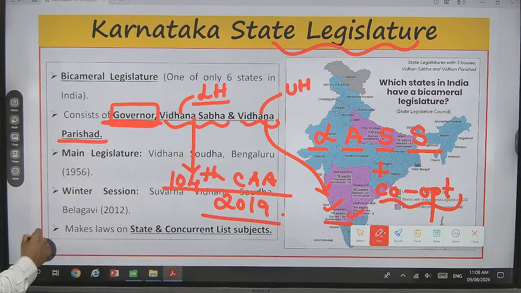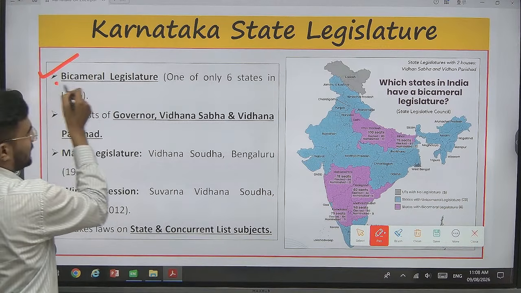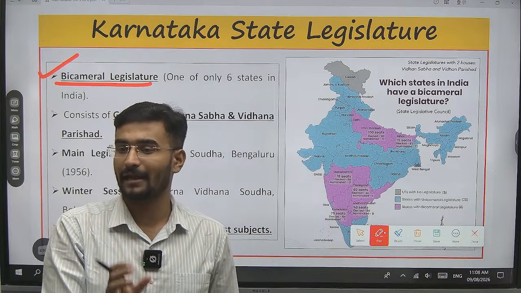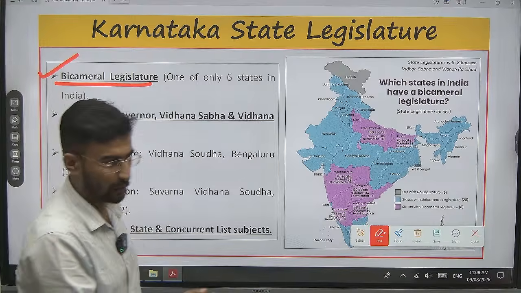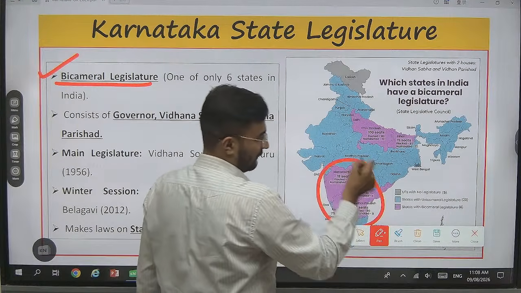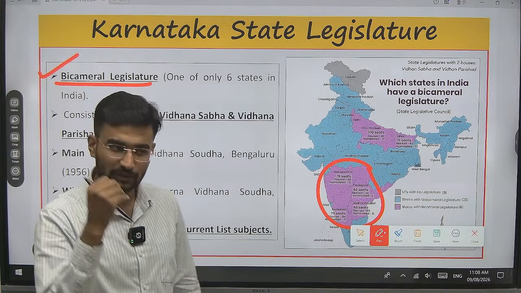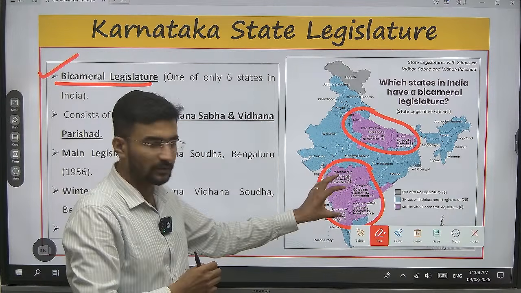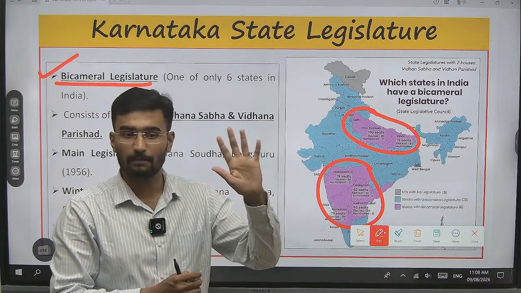Those are important things. And the next one, we have bicameral legislature. In India, we have bicameral legislature in how many states? 6 states, of which 4 are in our South, and in northern India, we have 2 states. In South India, we have 4 states. In North India, we have 2 states. Don't mug up, just understand.